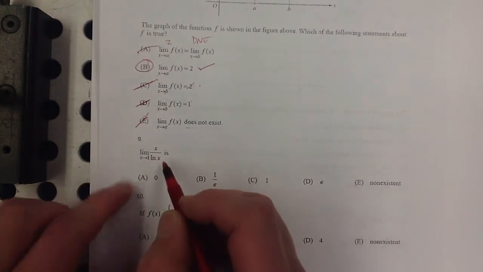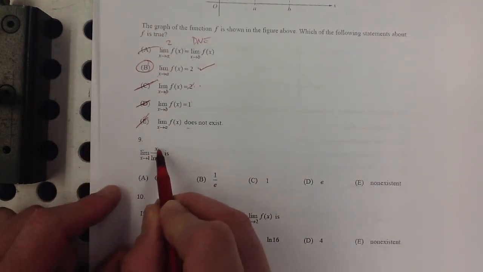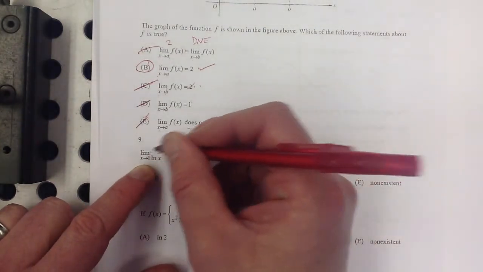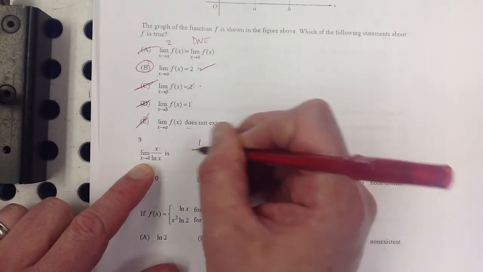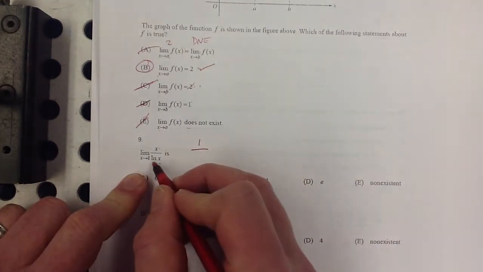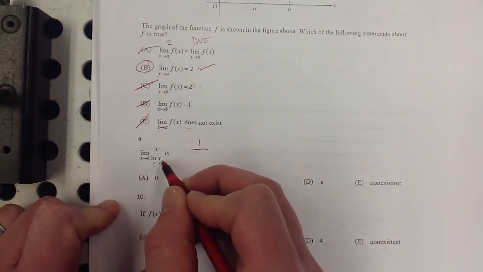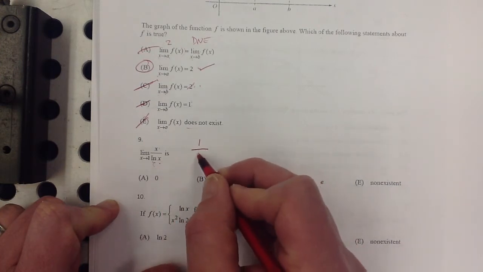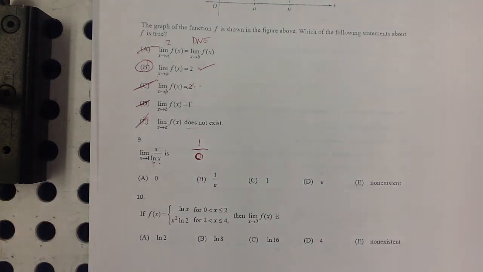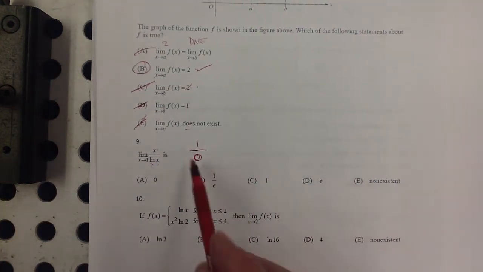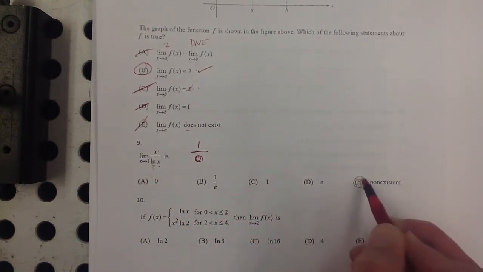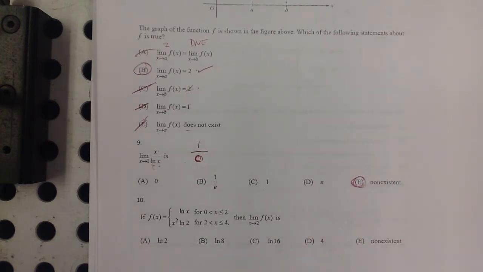Number 9, we've got the limit as x approaches 1 of x over the natural log of x. Well, let's see. Plugging in the 1, that gives me 1 over the natural log of 1, that's like saying, what do you have to raise e to get 1? You have to raise e to the 0 power. The natural log of 1 is 0. And if you look here, you might think, oh, that means we have to check the 2 sides. But notice that positive and negative infinity are not options here. And that leaves only non-existent as an option.